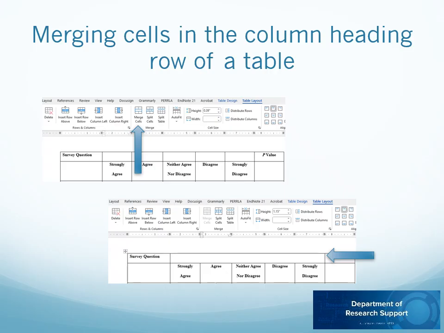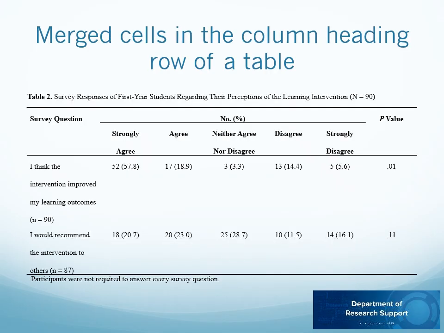Please be aware, however, that once you merge cells like this, it can be very difficult to add or delete new columns or rows in these sections of the table. As shown in the example table, the column spanner has been added to the column heading row.